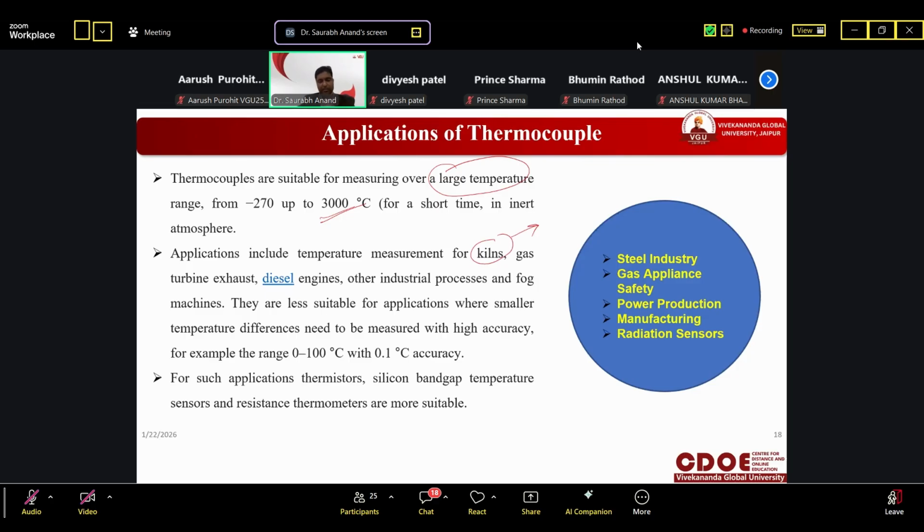Can anyone tell me kilns? Just a minute. What is this? Can anyone tell me? Nobody?